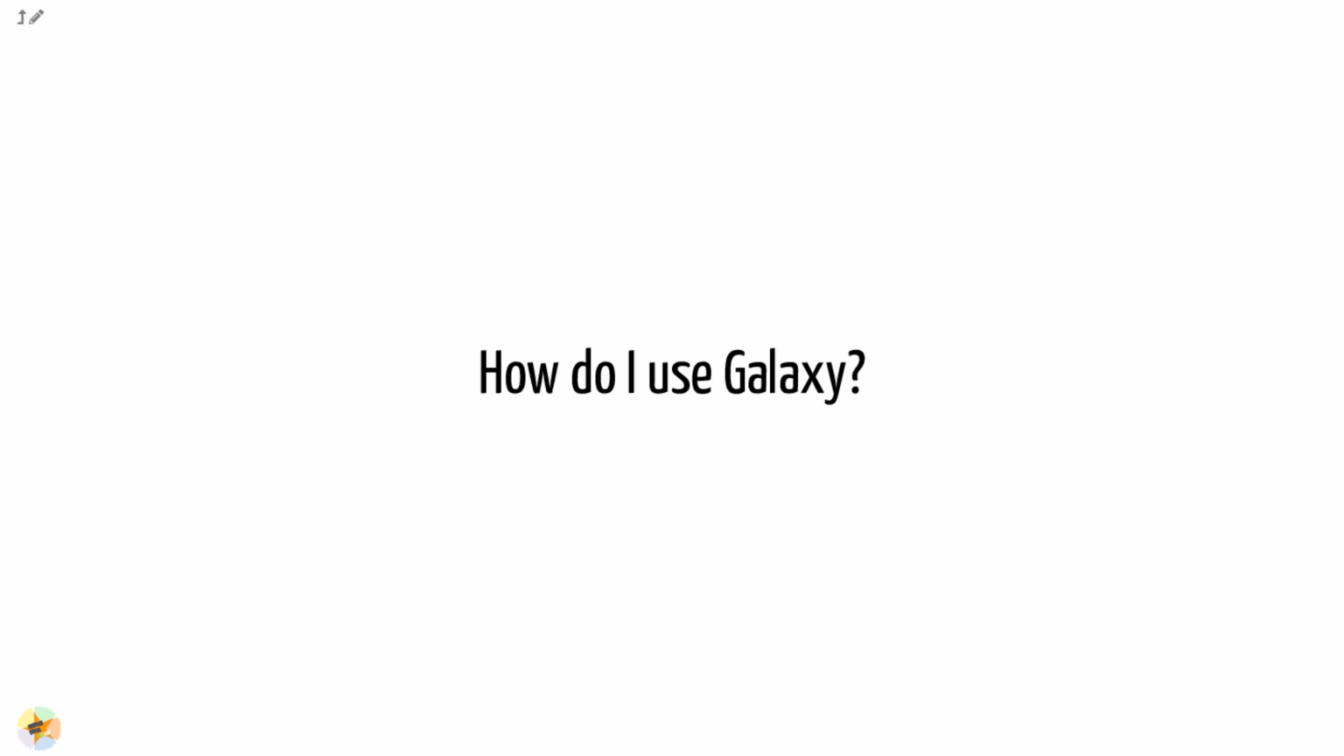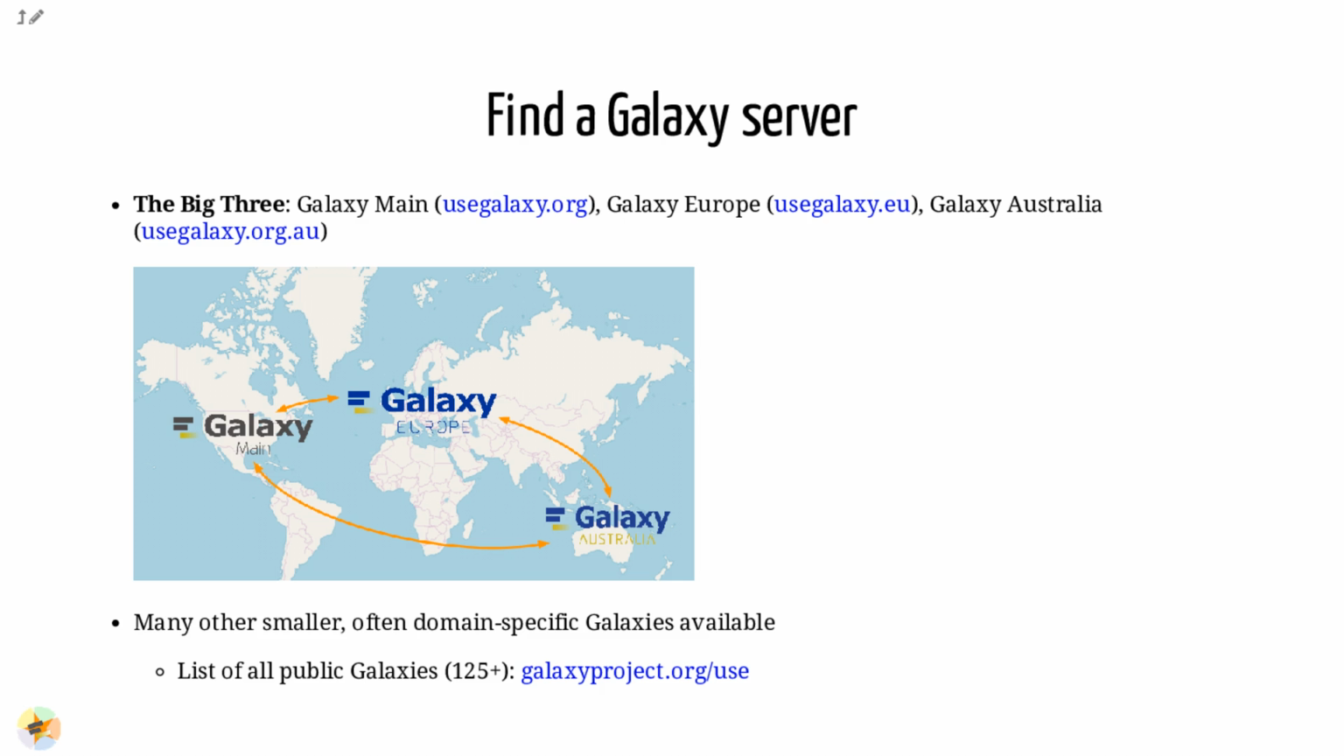How do I use Galaxy? There are three main Galaxy servers: Galaxy Main, Galaxy Europe, and Galaxy Australia. These three Galaxies have the biggest teams behind them and offer the most tools and resources. You can register an account for free on any of these servers. In addition, there are many smaller Galaxy servers to choose from. Many of these are domain-specific. For example, Galaxy Proteomics focuses on proteomics tools and workflows. A lot of universities and other institutions have local private servers.